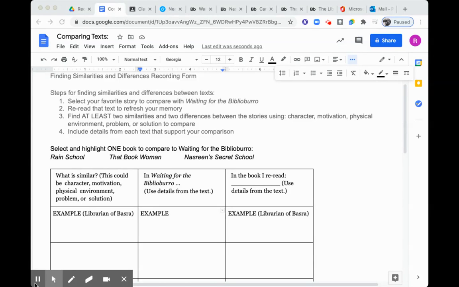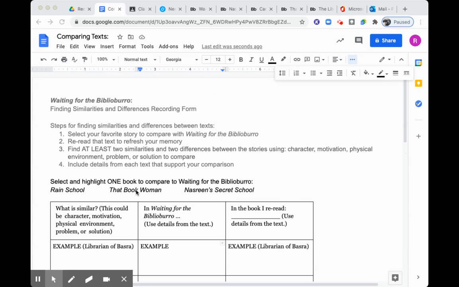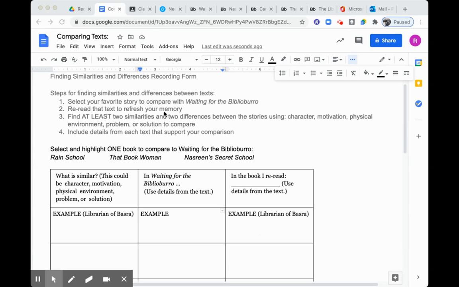Hi, everybody. All right, so now we are going to work together, and I'm going to show you an example of how to complete this graphic organizer where you're going to be comparing one book that we read earlier, either Rain School, That Book Woman, or Nazarene Secret School, to Waiting for the Biblioburro. So I'm looking at the same form that you're working on, and I'm going to look at the steps for finding similarities and differences between text.